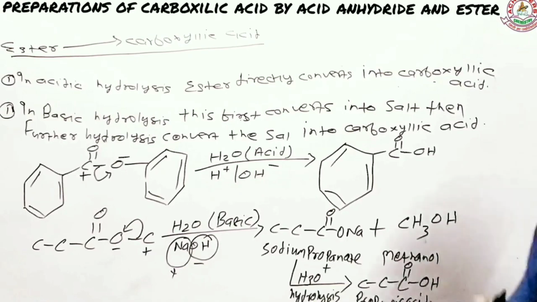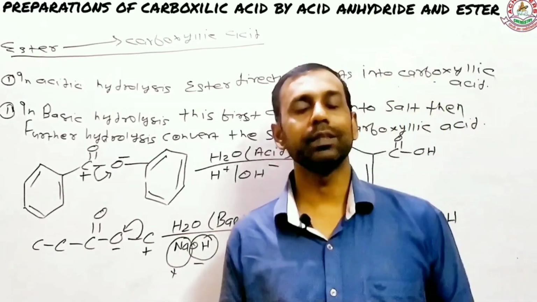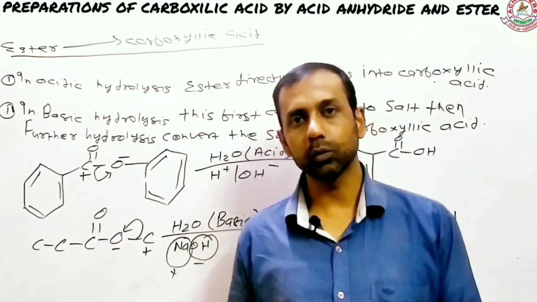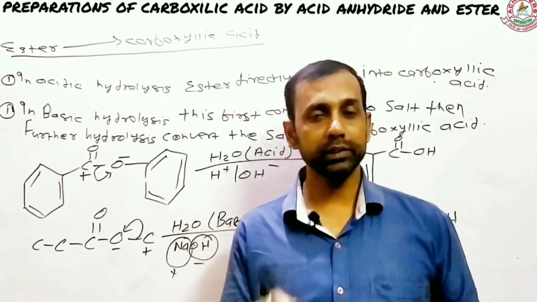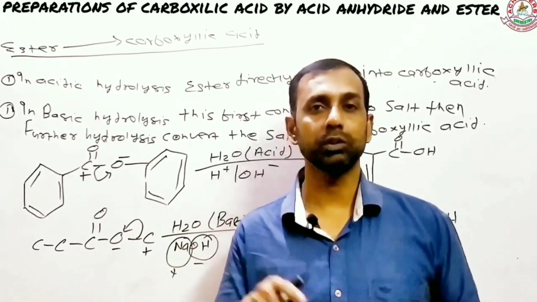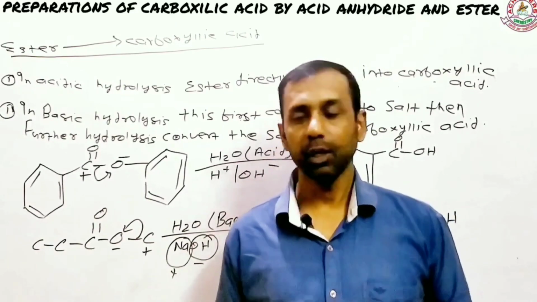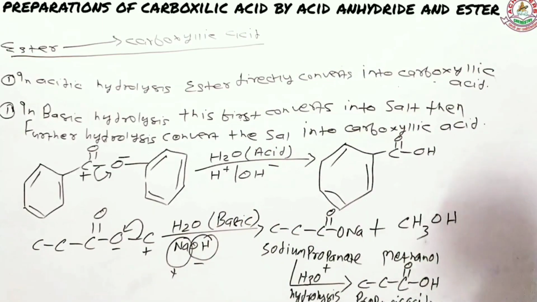Let me repeat back here. If you let the ester undergo hydrolysis in acidic condition, it will directly convert into carboxylic acid, but you also get another product, alcohol or phenol, depending on the reagent. But if you let the reaction undergo hydrolysis in the presence of base, you will first convert into a salt and then the salt will undergo hydrolysis to produce the carboxylic acid. But there again you also get the alcohol as well. So alcohol is also one of the major products here.